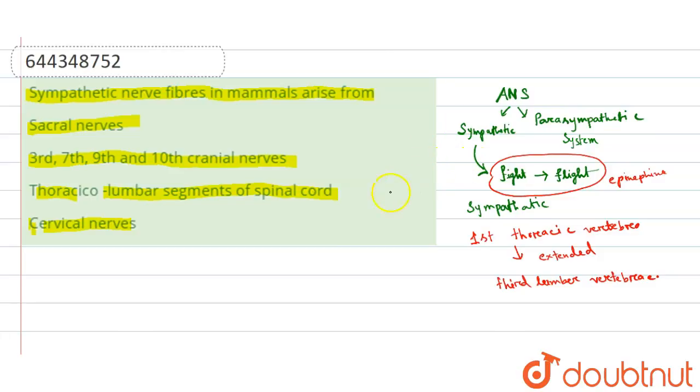So here the correct option is thoracico-lumbar segments of the spinal cord, because it starts from the first thoracic vertebra of the vertebral column and extends up to the third lumbar vertebra region. So the correct option is the third one.